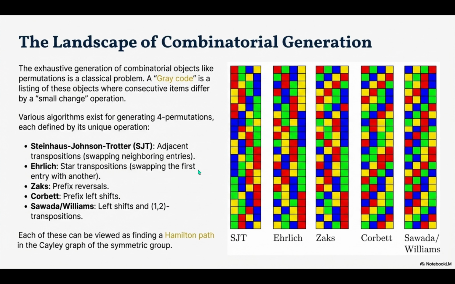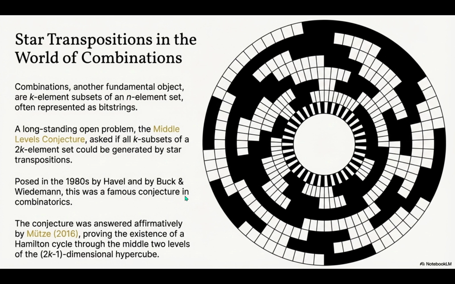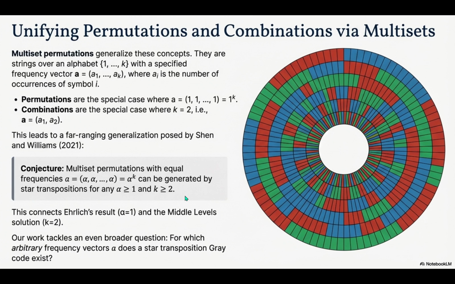And that canvas is the world of multiset permutations. That's the one. Can you define that for us? Sure. A multiset permutation is just a string where some symbols can be repeated. We define it with a frequency vector, which we call a. Okay, so like a1, a2, dot dot dot, ak. Exactly. Where a_i is just the number of times you have to use symbol i. So if I had the vector (3, 2), that means I have a string with three 1s and two 2s. Precisely. And this one structure covers so many different combinatorial objects. Regular permutations are just where all the counts are 1. And combinations. Combinations are just the case with two symbols, like (alpha, beta).